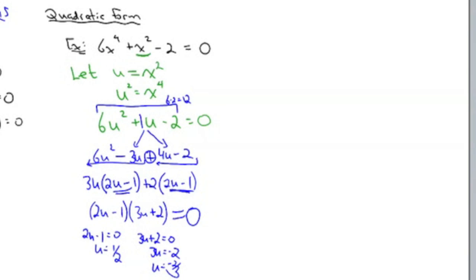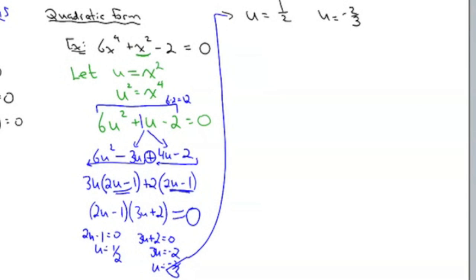The answer is no. Because these are u equal. What am I really trying to solve for? X. I have to undo my substitution. So to undo my substitution, go back up here, I have found that u is equal to 1/2, and u is equal to -2/3. But I need it in terms of x. So how do I replace u?